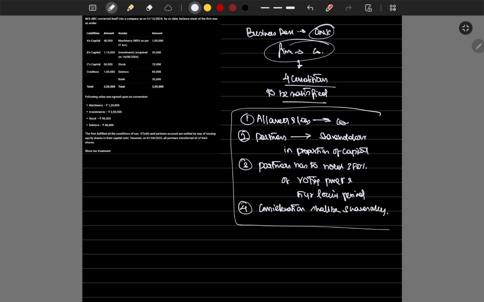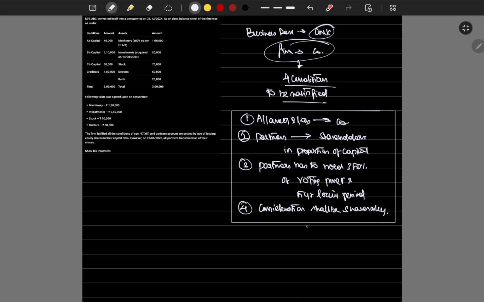If these conditions are satisfied, the transfer won't attract capital gains. Otherwise, it will attract capital gain. Okay, right? Yes, we have understood it.